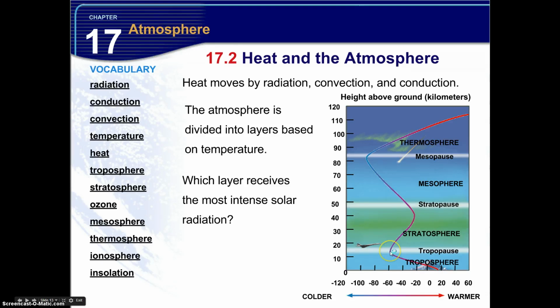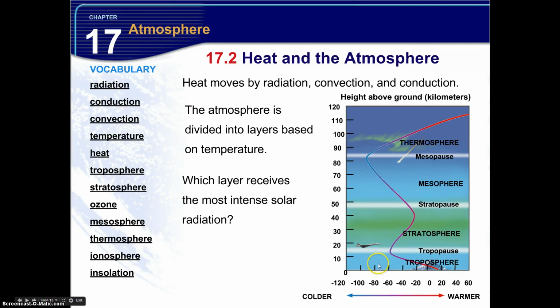Now the temperature stops decreasing at what's called the tropopause. That's the area between the troposphere and the stratosphere. The altitude of the tropopause varies according to latitude. At the equator it's about 16 kilometers, and at the poles it's about 9 kilometers. The jet stream technically is below the tropopause, although the jet in this diagram is above it, so we consider it near the tropopause.